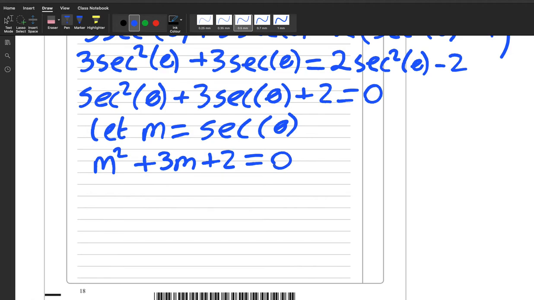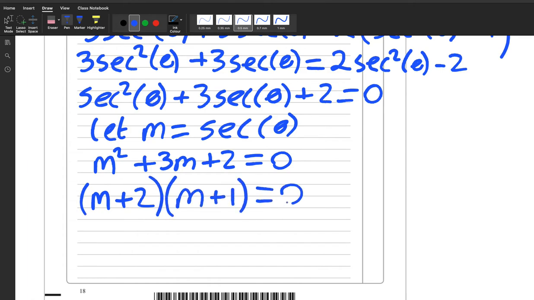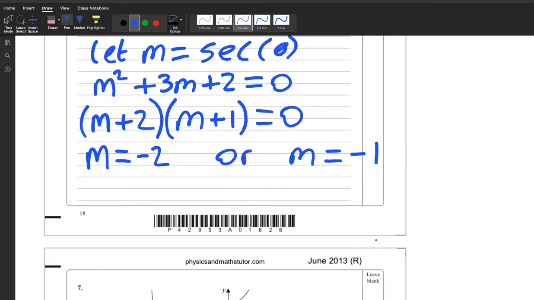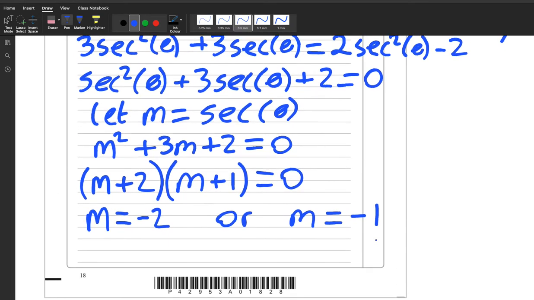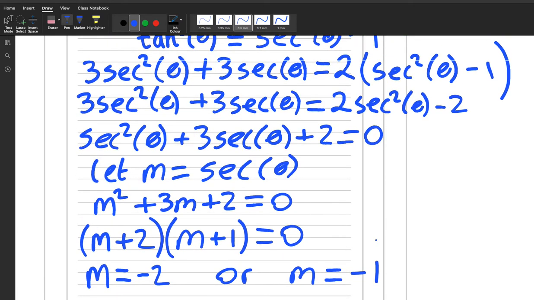So that's going to become m plus 2, m plus 1. Make sure you remember how to factorize. All right. Two numbers that multiply to give 2 and add to give 3. So that means that either m equals minus 2 or m equals minus 1. Okay? But remember, m was equal to sec theta. So let me just rub this out so that I can give myself some more space. So bear with me.